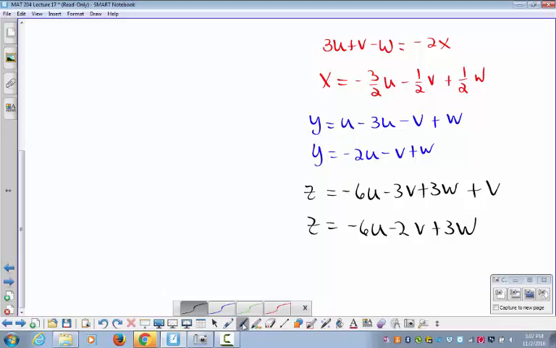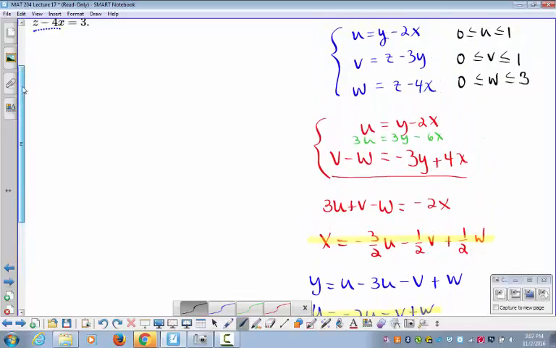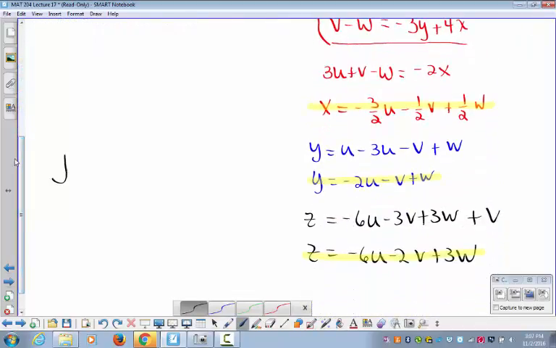All right, now we've got our three equations. We have x, we have y, we have z, and they're all written in the correct order, u, v, w. So now the Jacobian is found. So the Jacobian is a 3x3: x sub u, x sub v, x sub w. So minus 3 halves, minus 1 half, 1 half. And then y sub u, y sub v, y sub w: minus 2, minus 1, 1. Minus 6, minus 2, 3.